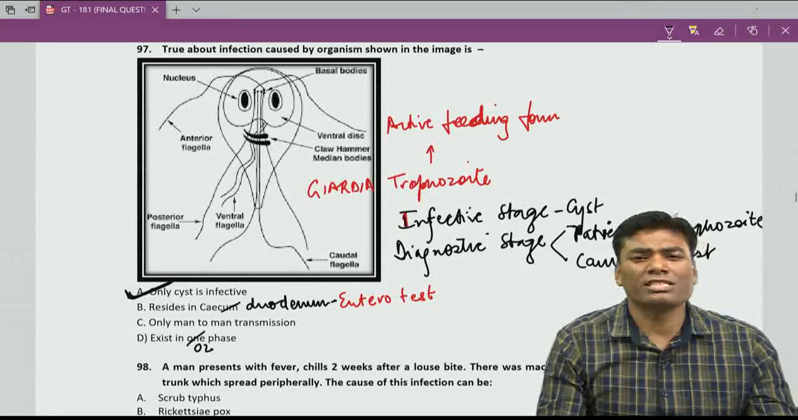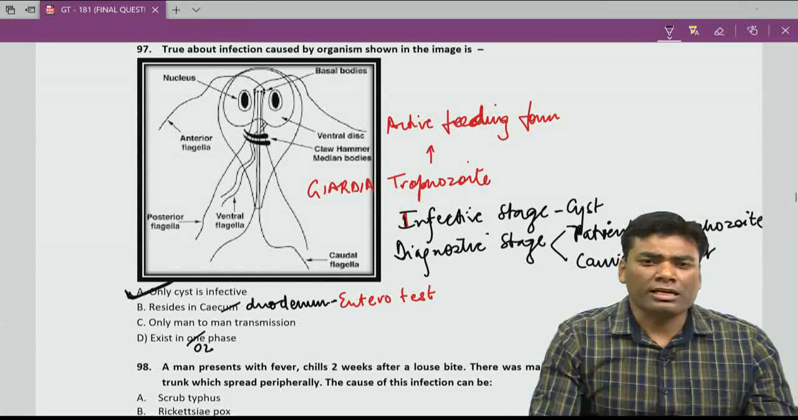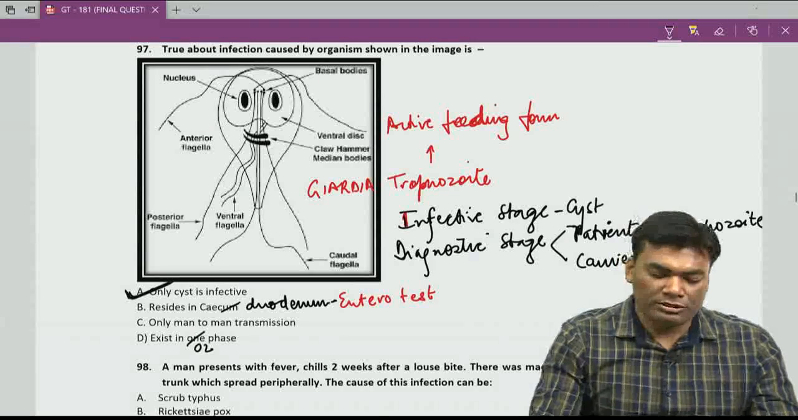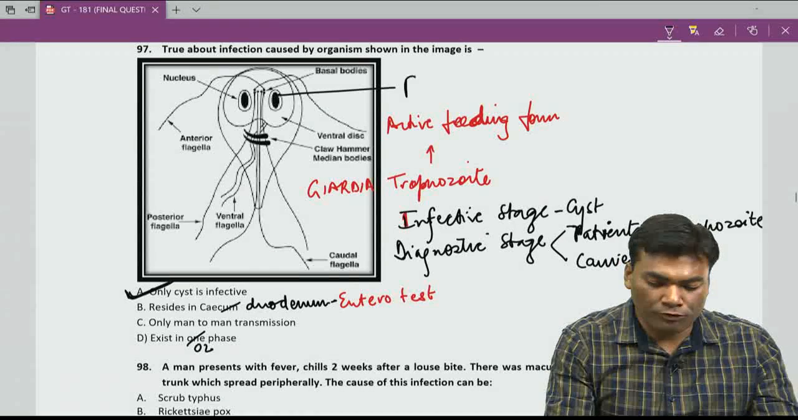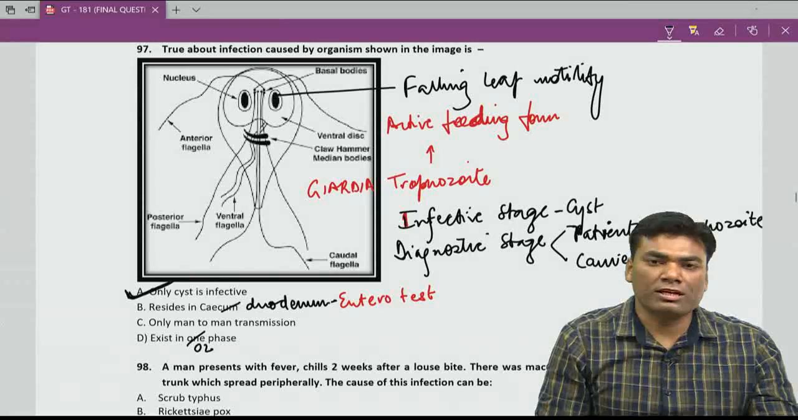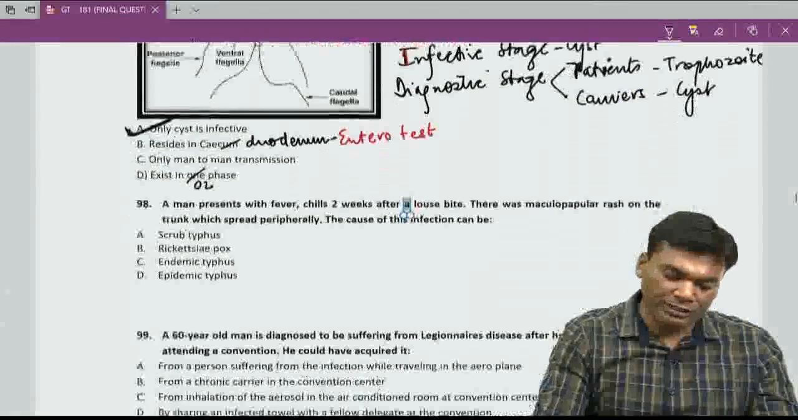Now these flagella keep on rotating, and this is unpurposeful. They don't know what they're doing, but they're just doing it, right? So this will show a falling leaf motility. Falling leaf motility in giardia is because of the flagella which beat in different directions all the time.